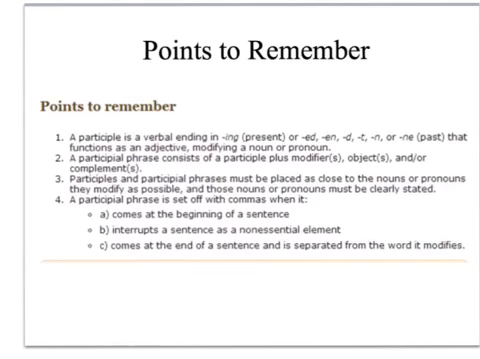Here are some points to remember. A participle is a verbal adjective ending in -ing, -ed, -en, -d, -t, or -n that functions as an adjective modifying a noun or pronoun. A participial phrase can consist of a participle plus its modifiers, objects, and/or complements. Participles and participial phrases must be placed as close as possible to the nouns or pronouns they modify, and the noun needs to be clearly stated. In Latin, this is something you'll find difficult. And a participial phrase is set off by commas when it comes at the beginning of a sentence, when it interrupts a sentence and is non-essential, and when it comes at the end of a sentence and is separated from the word it modifies.